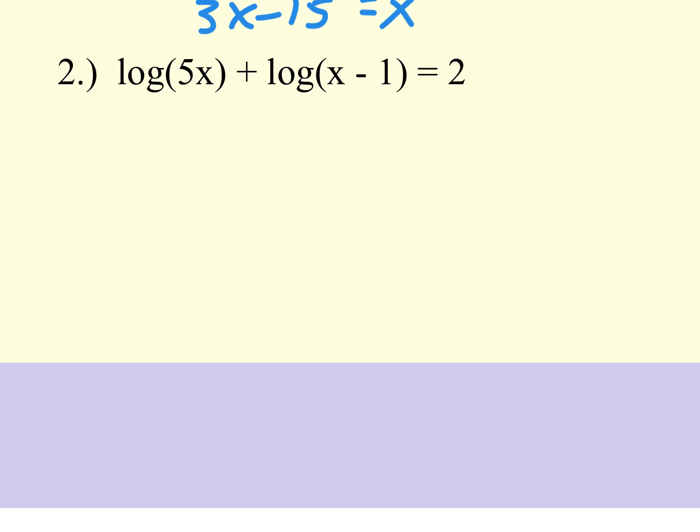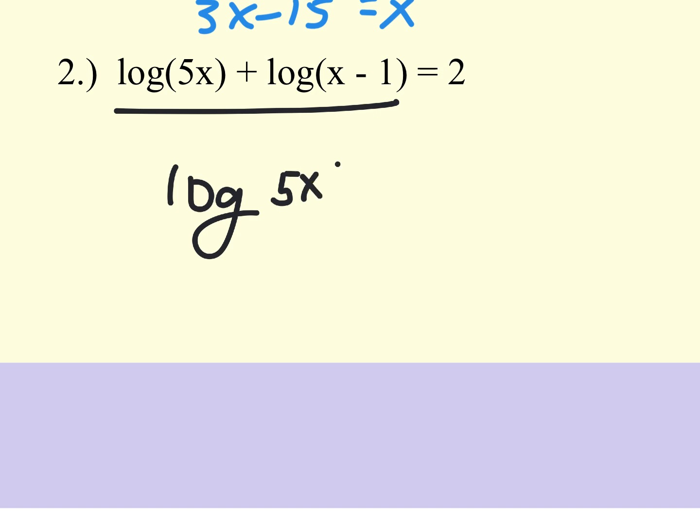This will be very similar. Go ahead and solve this one. So here, I hope you knew right away to combine these two together. That's what we learned condense for. Log of 5x times x minus 1. Why times? Because that was plus. That's why this is times right there. Okay, equals 2. And then I don't see a base, so then that is a critical element. It'll be all about the base.